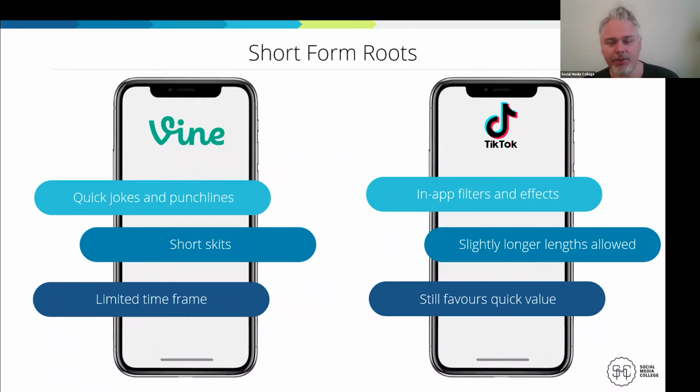There's a lot of in-app filters and effects. Going back to the idea of editing your video using software versus in the platform itself, they do have a lot of effects and filters, on Reels, Shorts, and TikTok, that make your content seem a lot more native on the platform, because it looks like the content from the creators and friends they're following. It does allow slightly longer lengths than Vine, not limited to 6 seconds, but it still favors quick, valuable content. So get to the point and provide your audience with really valuable content.